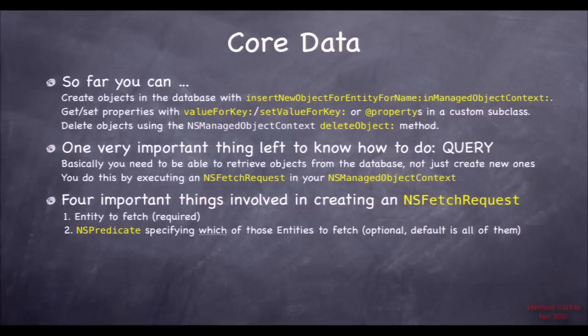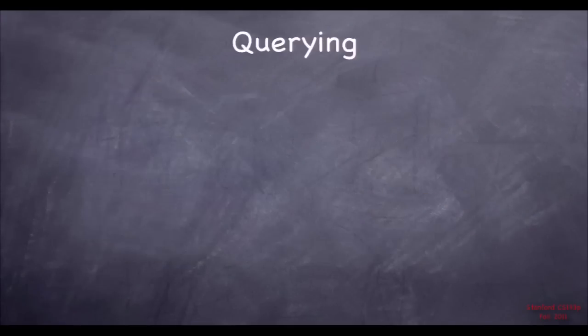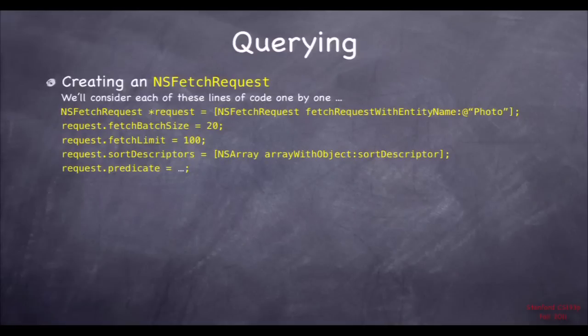Okay, that's like your search criteria. A sort descriptor, because this fetch is going to return an array, meaning an ordered list of objects. So you have to specify what order you want those things in. And then you can control a little bit of how many to fetch at a time and how many per batch, things like that. So this is what creating a fetch request would look like approximately, and we're going to go through each of these lines.